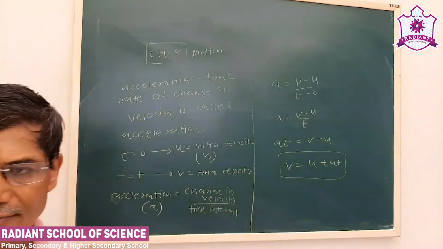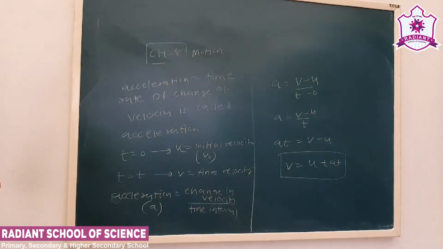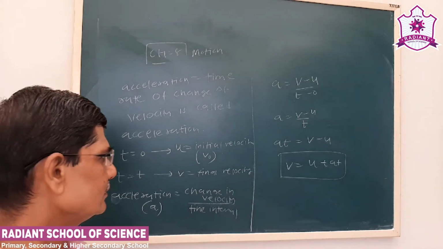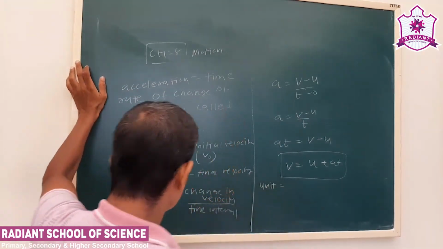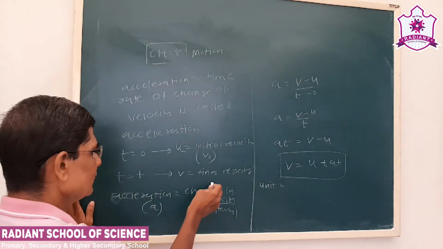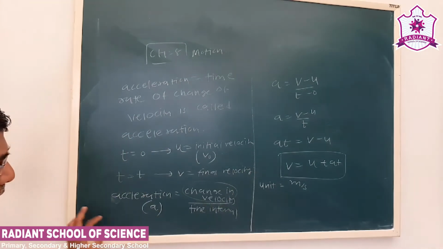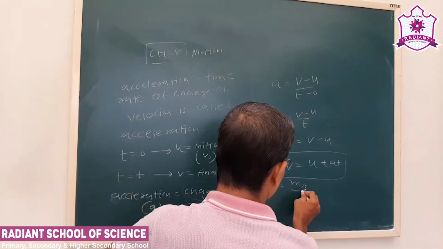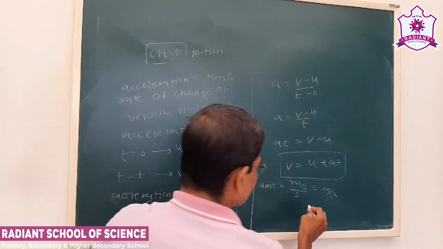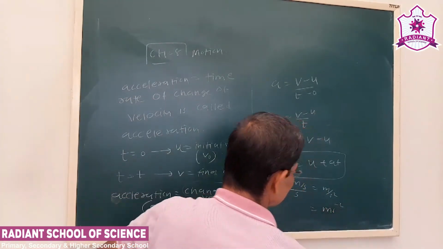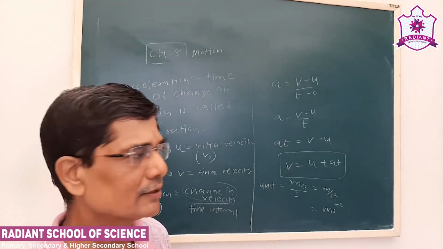Okay, so this is how we obtain the relation between initial velocity, final velocity, acceleration and time. Now, what is the unit of acceleration? Change in velocity will be meter per second, and time interval is in second, so the unit is meter per second square. Sometimes you write ms minus 2 also. So the acceleration unit is meter per second square.